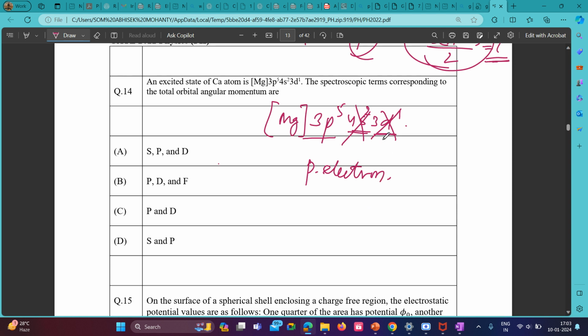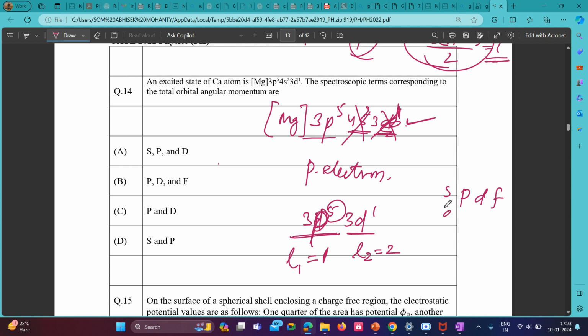So the p electron and the d electron, because there is 3p5 and 3d1. These are incomplete. So one p electron and one d electron we will consider. For P, L is equal to 1. For D, L is equal to 2, because S, P, D, F are L values 0, 1, 2, 3.